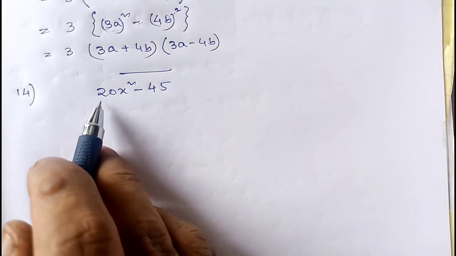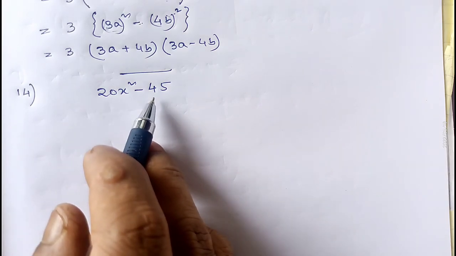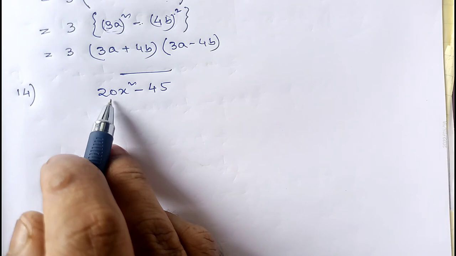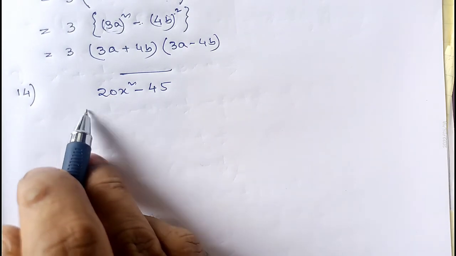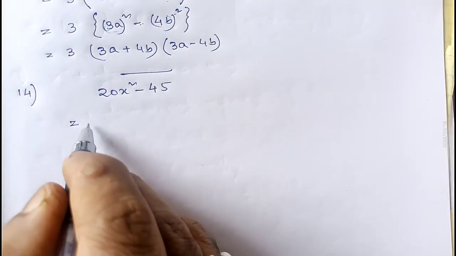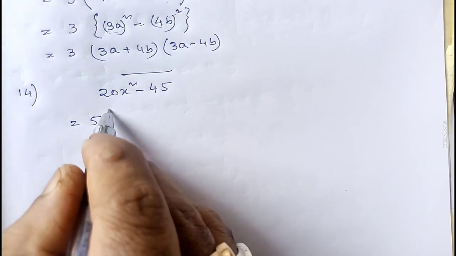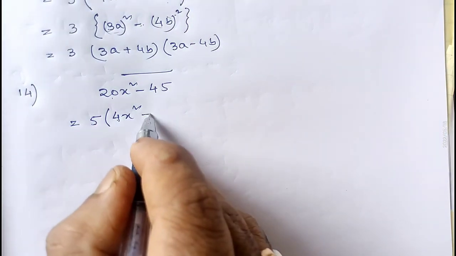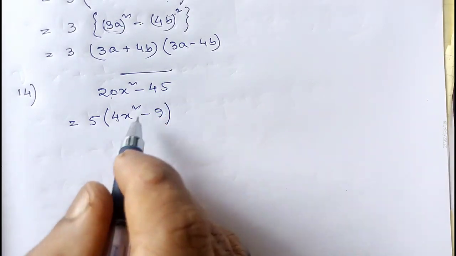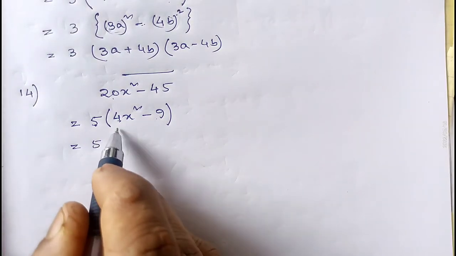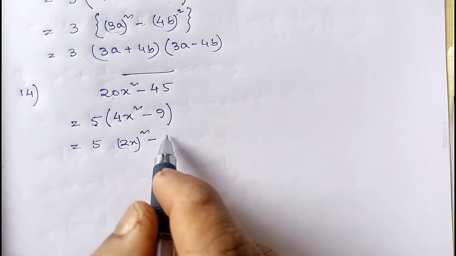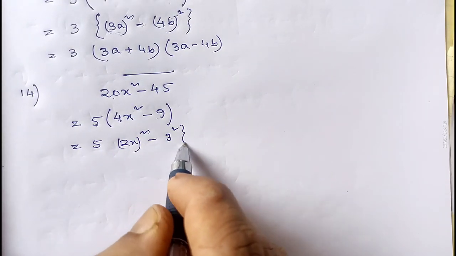Now next question is 20x square minus 45. From 20 and 45 we can take 5 common, because 5 times 4 is 20, 5 times 9 is 45. So we can write here 5 common, it will be 4x square, because 5 times 4 is 20, minus 5 times 9 is 45. Now this 4x square can be written as 2x whole square, and 9 can be written as 3 square.